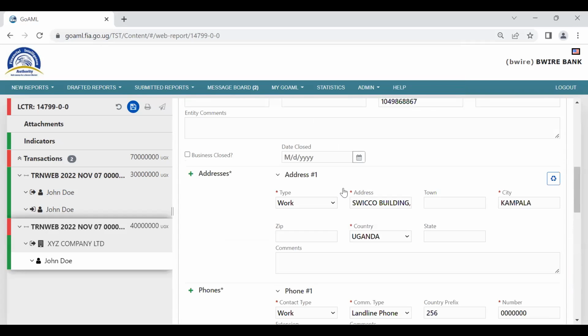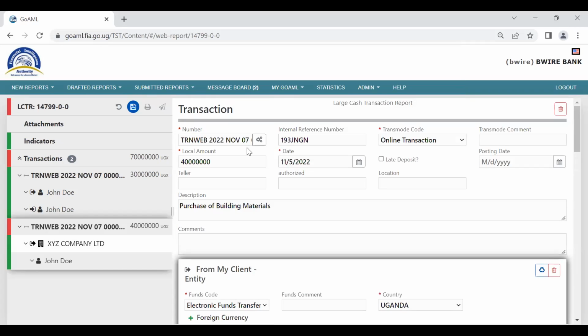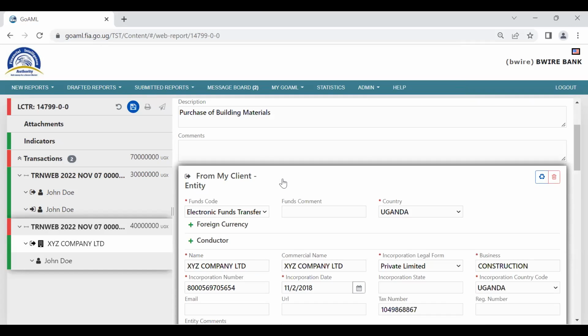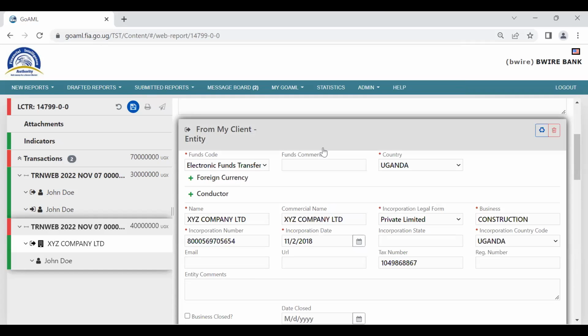Okay, so if I just go back up, because we are done with this, I have a transaction that's large cash, and it's a money remittance transaction, and it's a purchase of building materials. My scenario is that it's a company that has come to me and they're my customer, and they're sending money for purchasing of building materials to an individual in another country. So my company is based in Uganda, and they're going to be sending money, say, to China for these goods.